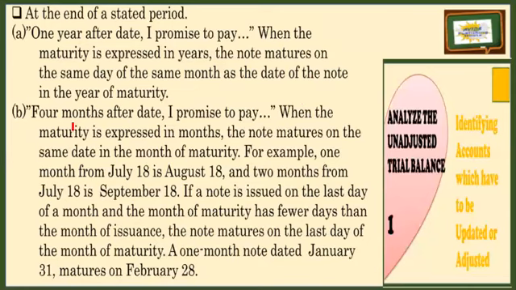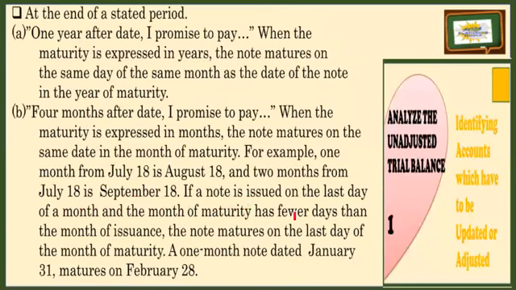So this illustration, 4 months after date, I promise to pay. When the maturity is expressed in months, the note matures on the same date in the month of maturity. For example, 1 month from July 18 is August 18. 2 months from July 18 is September 18.